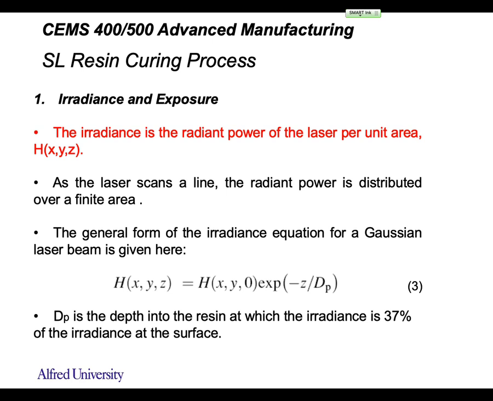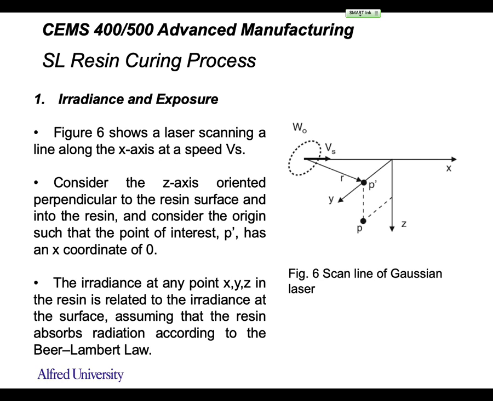Then we can just focus on the radiant power of xy, with z staying at the zero location, at the surface of that photopolymer, of that resin. Let's see the power of xy. This is the laser spot, and you move the laser spot in the x direction with velocity vx. This is the y direction, and your resin is underneath in the z direction. So this xy is the surface of your resin.